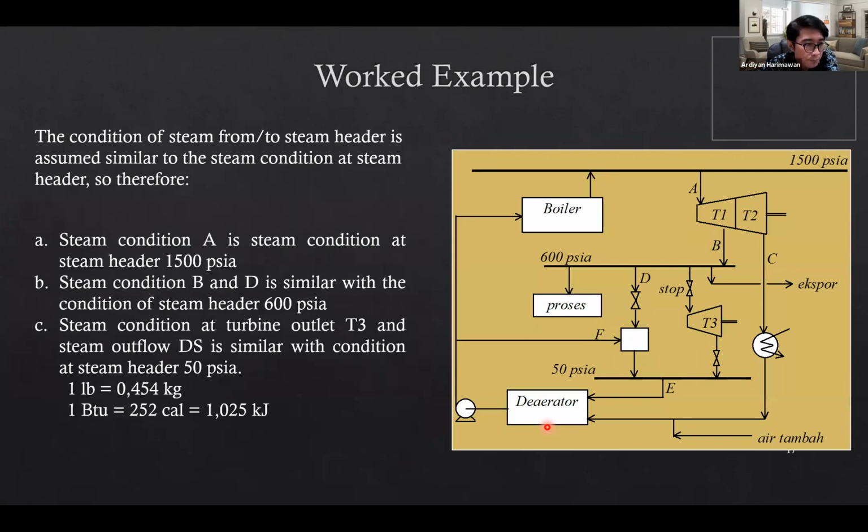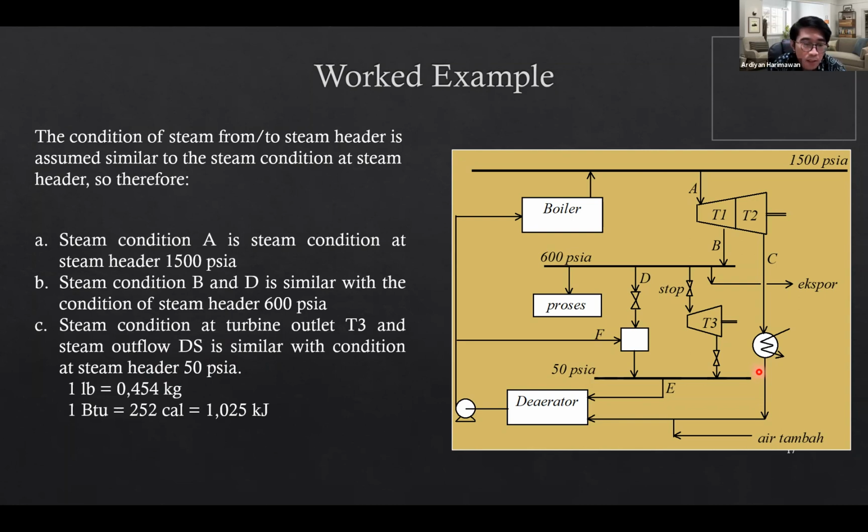Okay. This is what I have asked you before. The condition of the steam from or to the steam header is assumed similar to the steam condition at the steam header. It means the steam condition at flow A is 1500 psi, the steam condition at B and D is 600 psi, and the steam condition at the turbine outlet, T3 outlet, and steam outflow from the desuperheater is also 50 psi, because it goes to the 50 psi steam header.